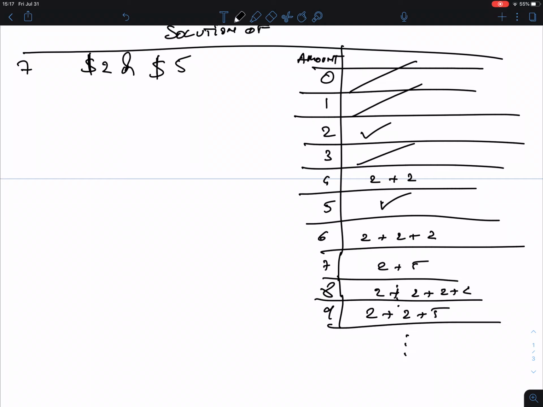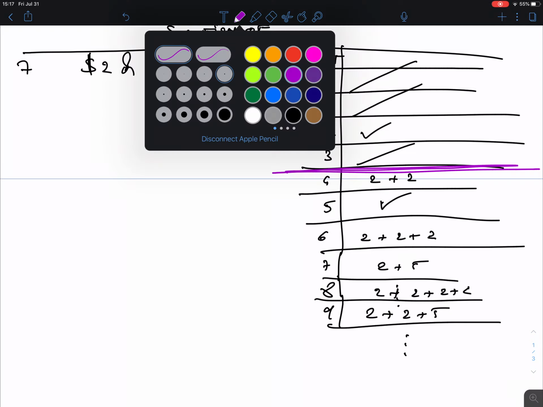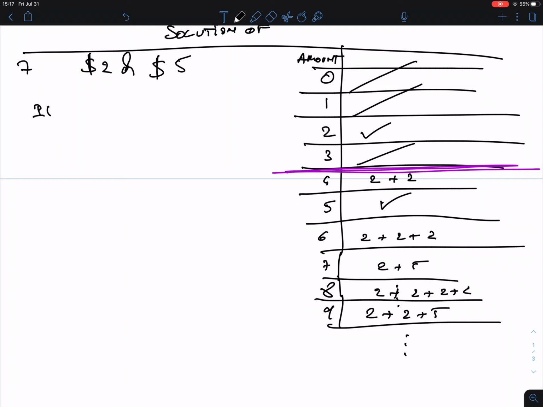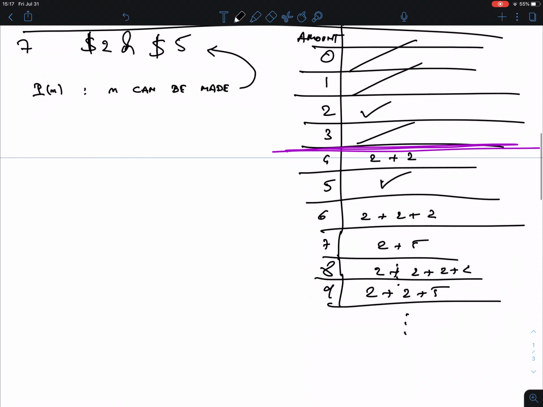I hope it's getting more and more convincing that the cutoff point in this case is 4. Again, this is something I know because I know the formula. So what we have to show again is the proof. P of n is: n can be made using these two amounts. Let me write it this way. The proof is for all n at least 4. That's my claim. Okay, so proof by strong induction.